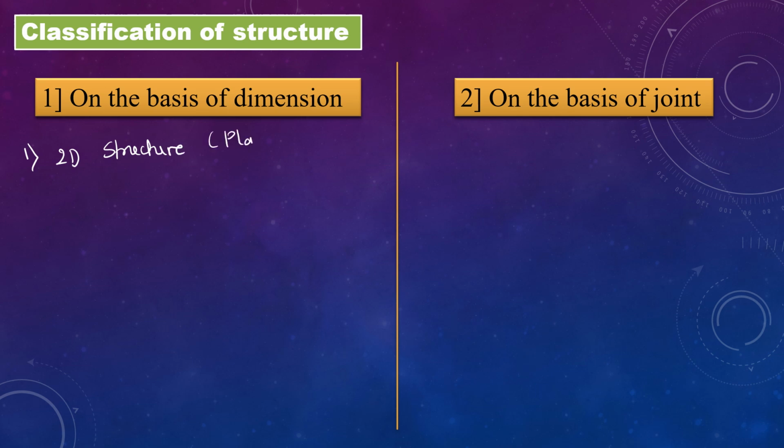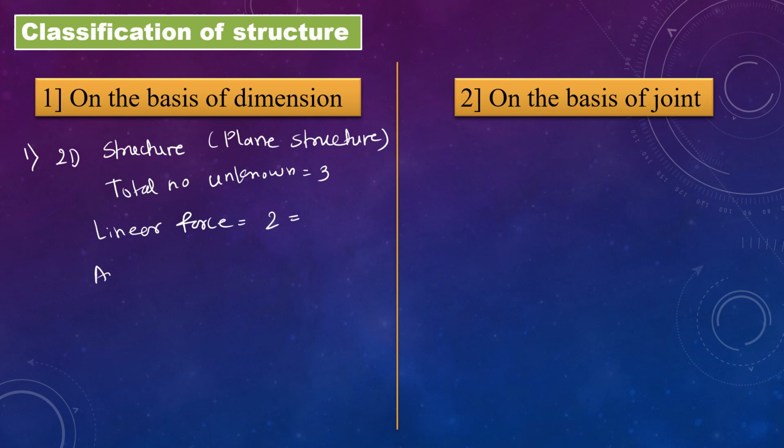2D structure is also known as plane structure. In case of 2D structure, there are three unknowns. Total number of unknowns in 2D structure are 3, and in that 3, 2 are linear unknowns and angular force is 1. So which are the linear forces and which are the angular forces? So linear forces are Fx and Fy, and angular force is moment.